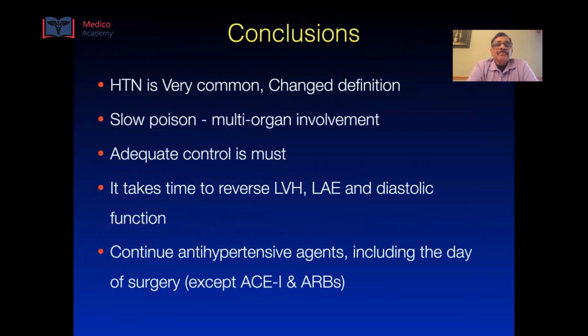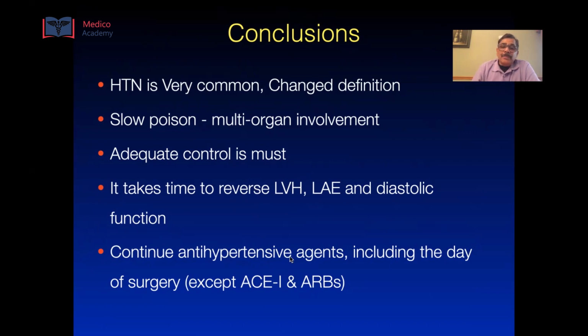So in conclusion, hypertension is very common. About 45 to 50% of the population may be suffering from hypertension or high blood pressure because of the changed definition. I call it a slow poison because it has very long-term multi-organ problems and it is a major killer. And the majority of the time, by modifying our lifestyle, we can manage this culprit. Adequate control is a must, and it takes at least 6 months to 1 year before we see some changes in the ventricular hypertrophy or atrial enlargement after adequate control.